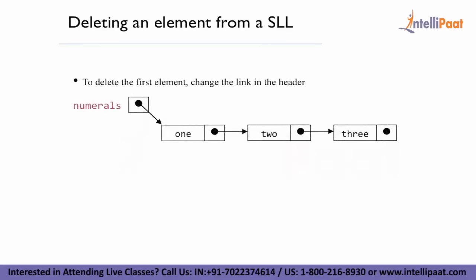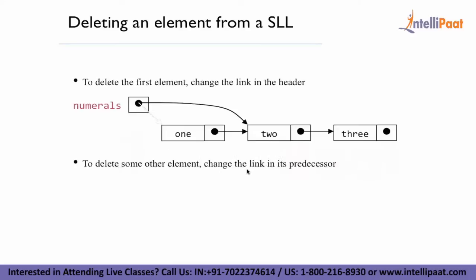Okay, so this is a small animation. To delete the first element, change the link in the header. So if you want to delete the first element of the linked list, our header should point to the successor of the first node. This is the linked list, and we remove the link, so this variable does not point to this, but it points to this. So now our linked list will be like this. We will not be using this, and we can free this memory.